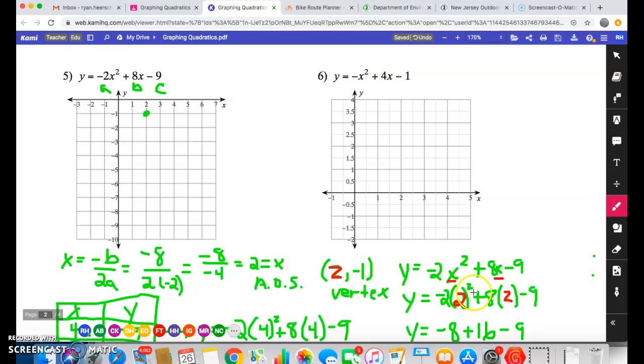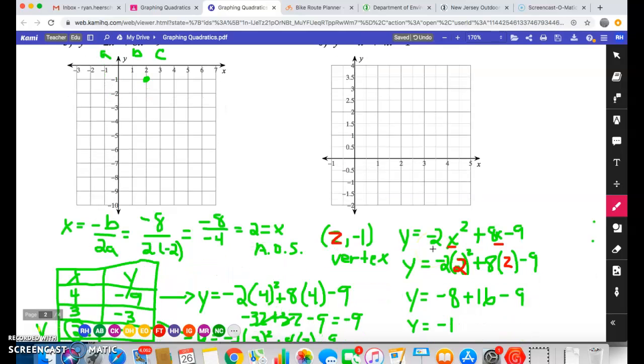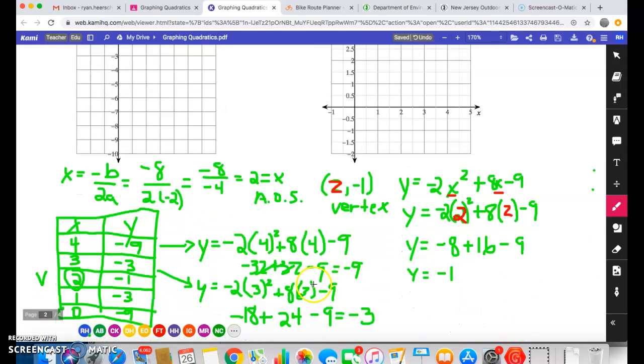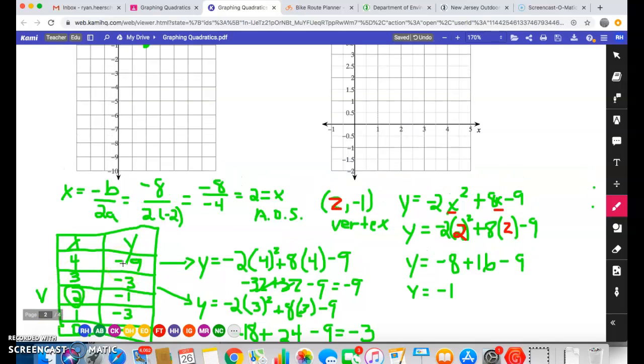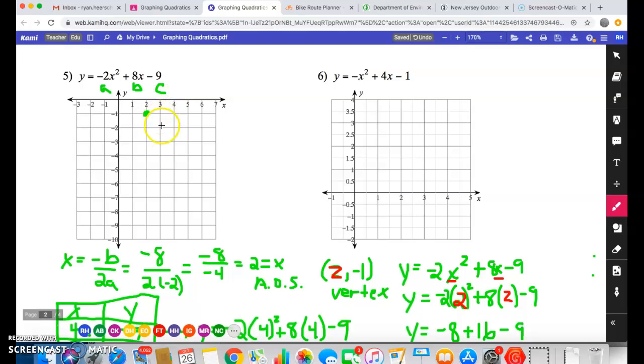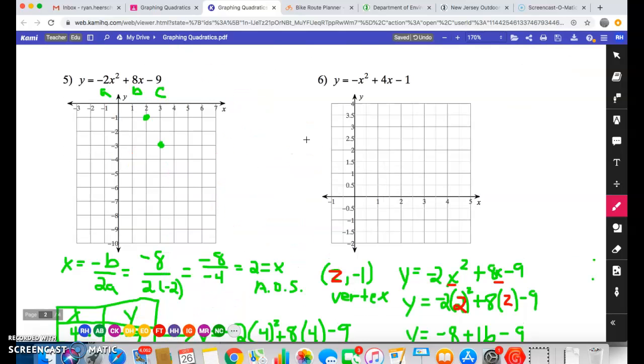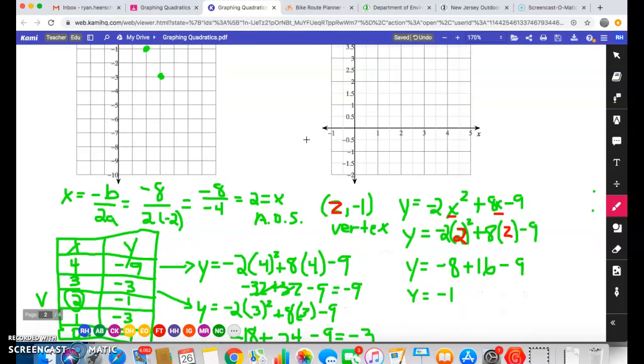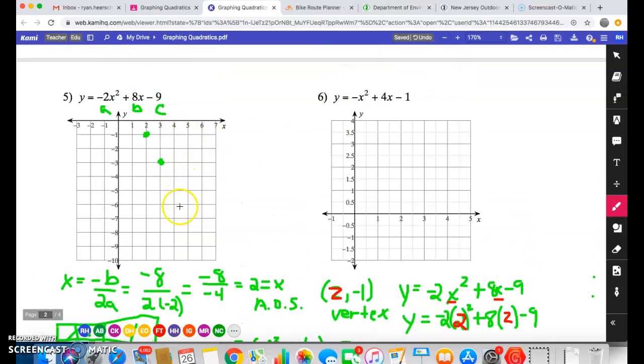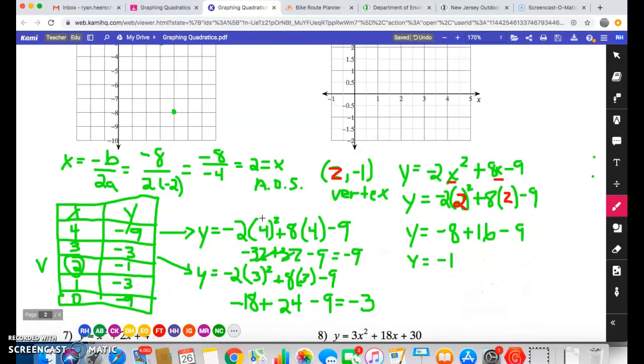Okay? And then I'll do the other points. I usually put the axis in last just because it's a line. But 2, negative 1 is in my table right in the middle. Let's do 3, negative 3. So 3, negative 3 here. Sorry, I have to go back and forth. Oh, I lost it. There we go. And you have 4, negative 9, which is right here.